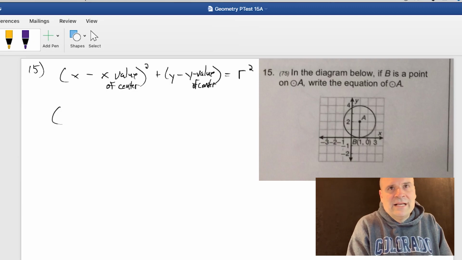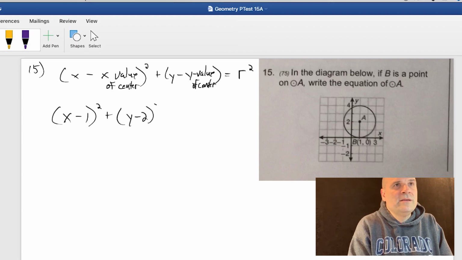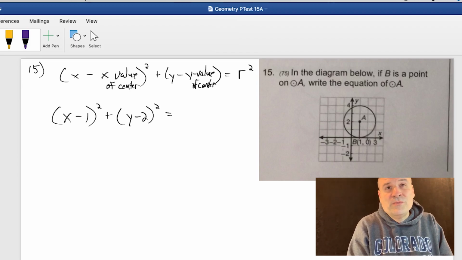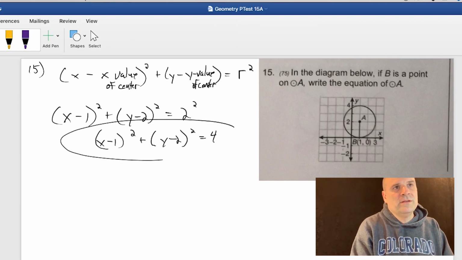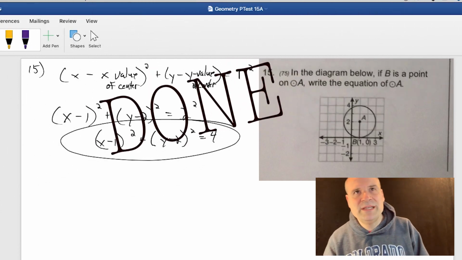So here we go. The x value of that center is 1. X minus 1 squared plus the y value of that circle is 2. So y minus 2 squared equals the radius of that circle squared. So 2 squared. So that's just x minus 1 squared. You can leave it like this. Y minus 2 squared equals 4. That was cool. That was 15.